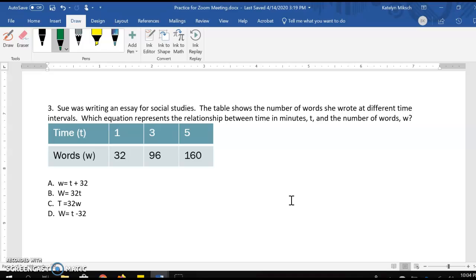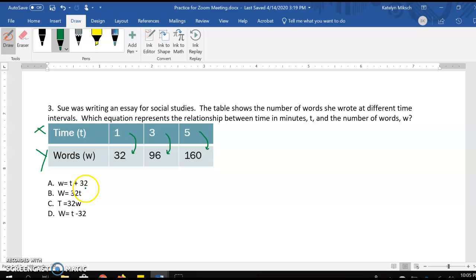So on this one, Sue is writing an essay for social studies. The table shows the number of words she wrote at different time intervals. Which equation represents the relationship between time in minutes and the number of words, W? So again, I would start off by looking at your input and your output. Time is your input, words would be your output. They're using T and W instead of X and Y.